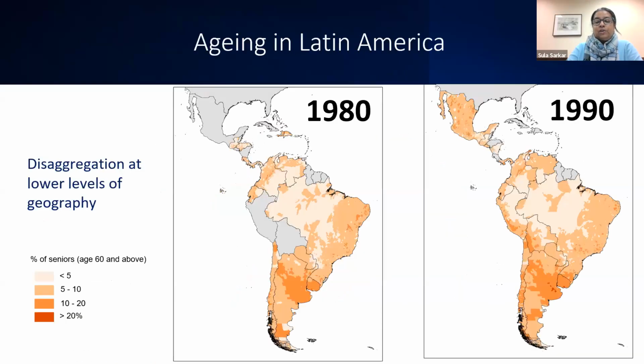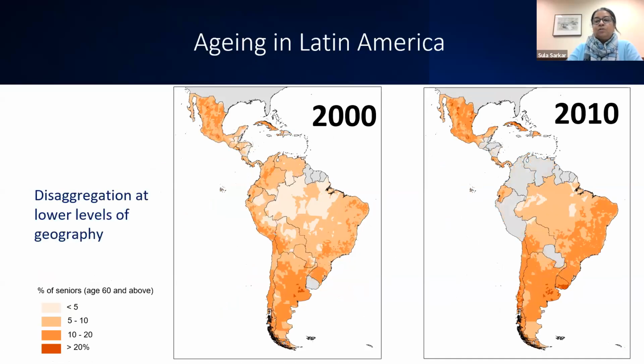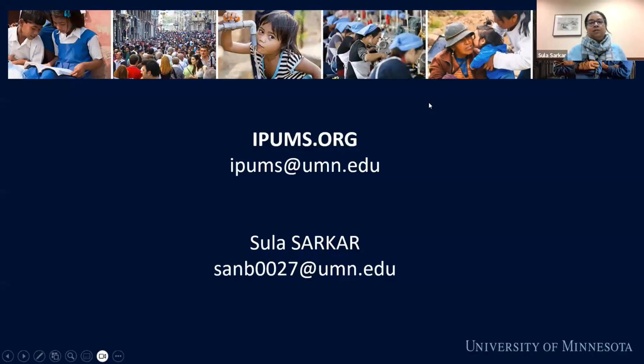If we take a closer look at Latin America, this is the second admin level of geography. And again, you can go through the census rounds. These analyses were possible only because the administrative boundaries are spatially harmonized. And that is something we provide for all the projects that have been mentioned here.